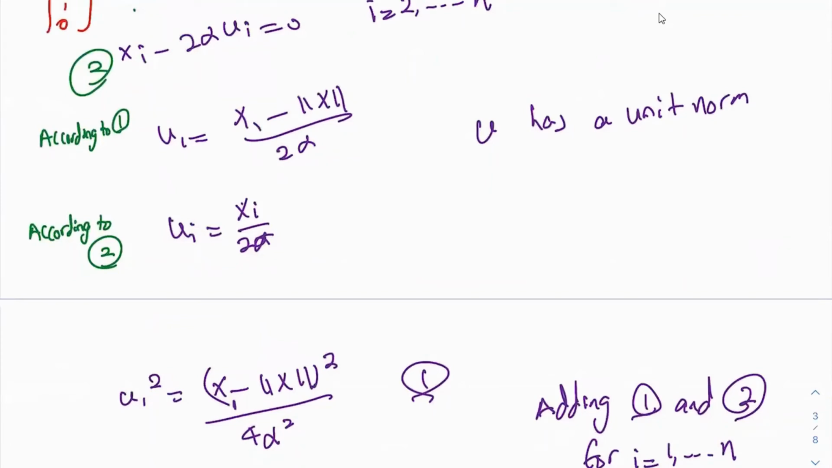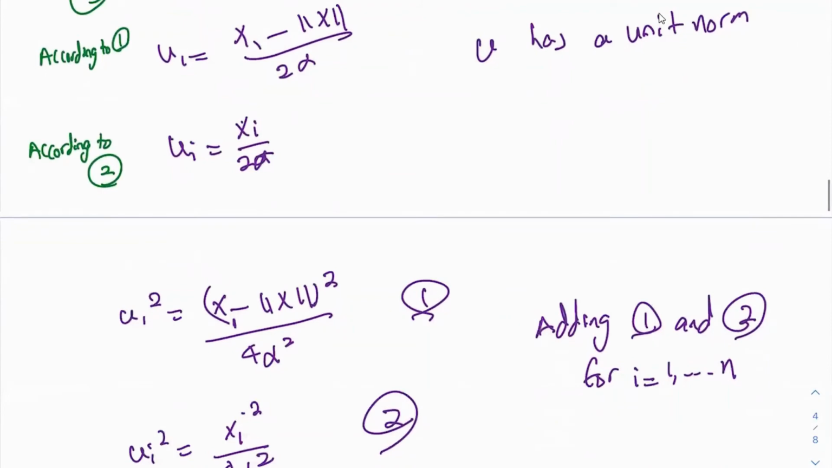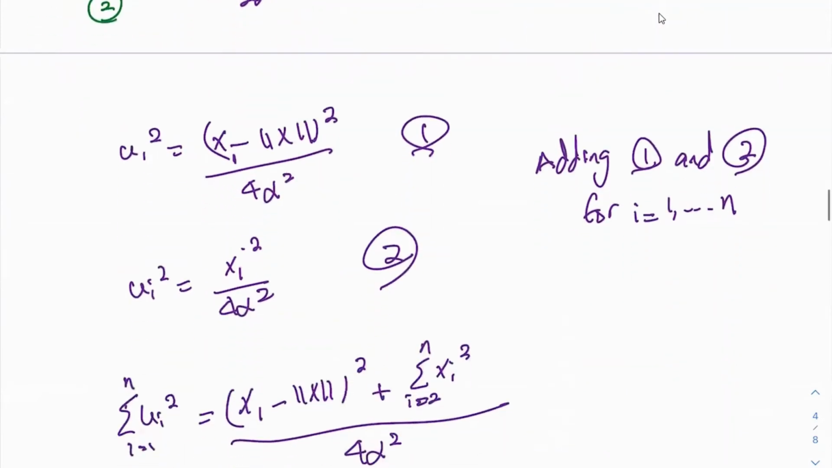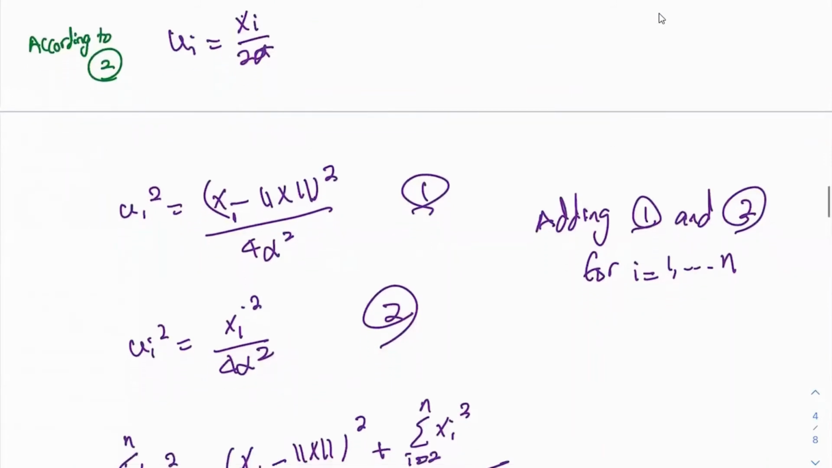I'm going to go ahead and square u1, right? And also square each ui, i from 1 to n, and then add them up together. That's what I'm going to do. So u1 square is nothing but x1 minus norm of x, square, divided by 4 alpha square, right? And ui square is nothing but xi square divided by 4 alpha square. Now let's add them up together.